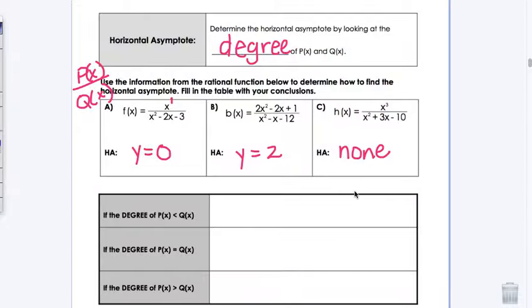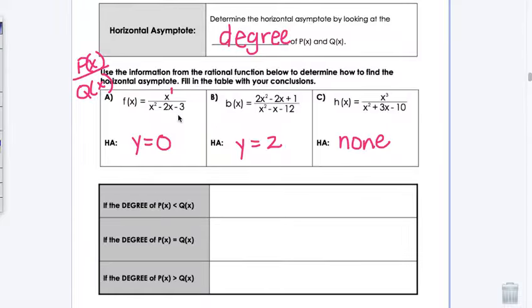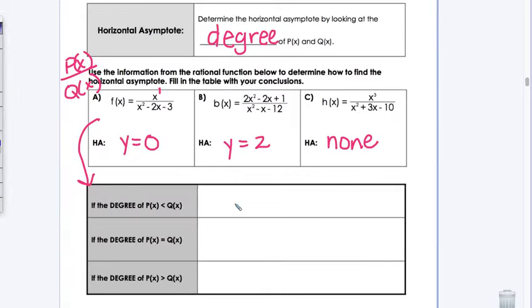If I look back at this, if the degree of p of x is less than the degree of q of x, and in this case the degree here is 1 and this is 2, then the horizontal asymptote is going to be y equals 0.